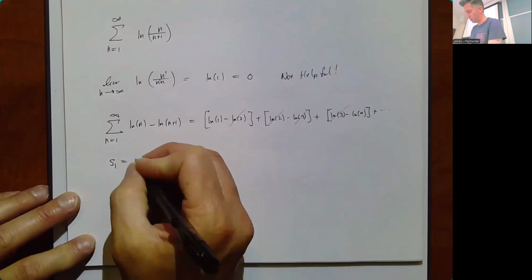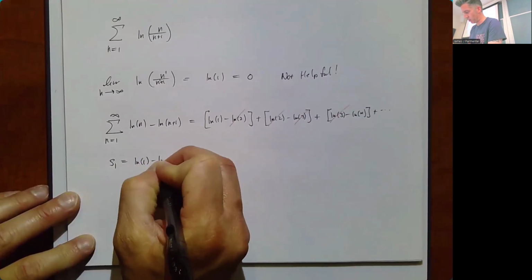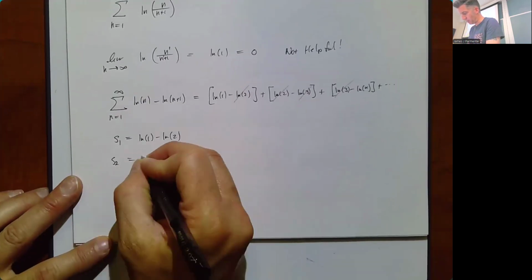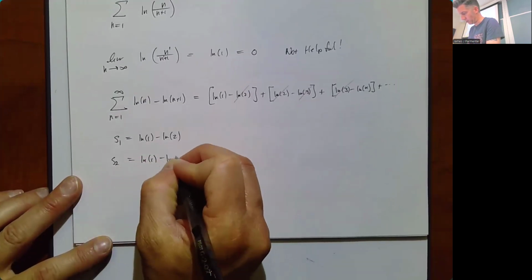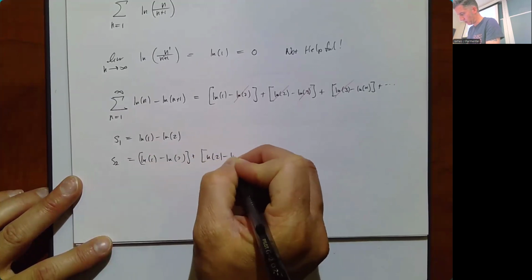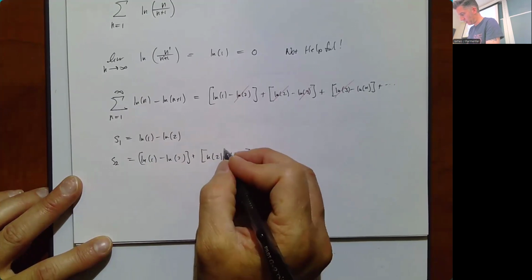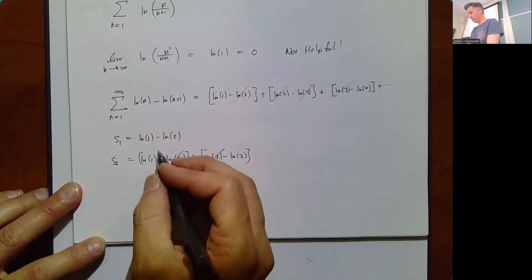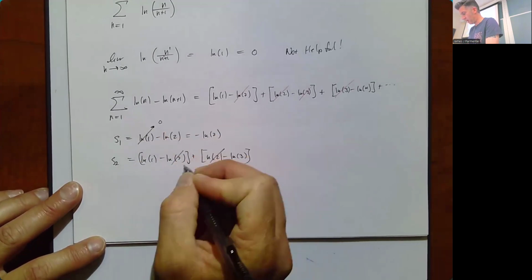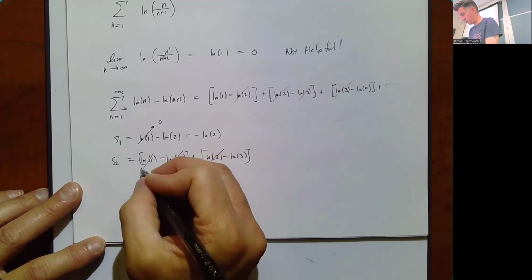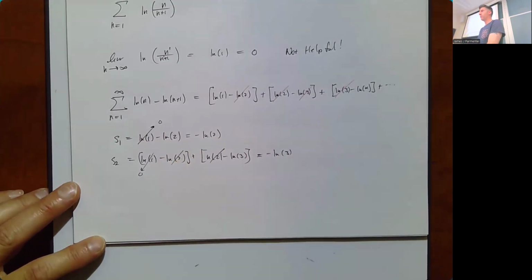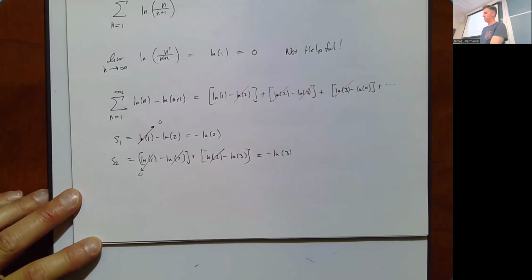Let's do this relatively quickly. The first partial sum is the natural log of 1 minus the natural log of 2. Not very exciting. The second partial sum is the natural log of 1 minus the natural log of 2, plus the natural log of 2 minus the natural log of 3. The natural log of 2's cancel. I should also say here, the natural log of 1 is 0. So we get the negative natural log of 3.